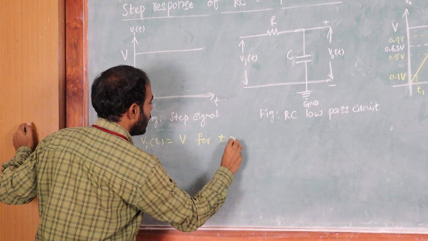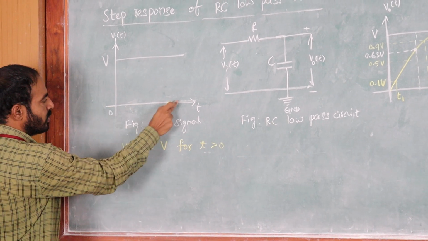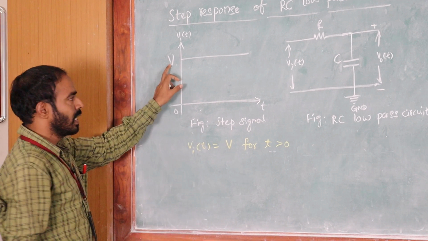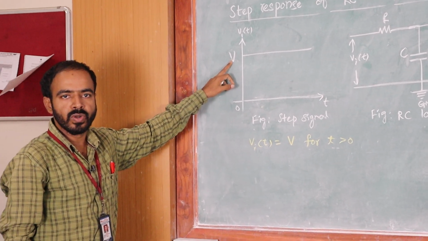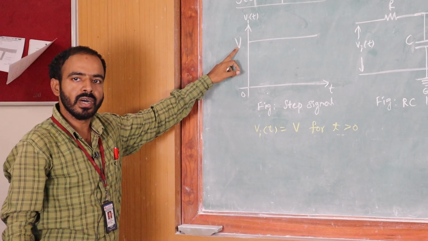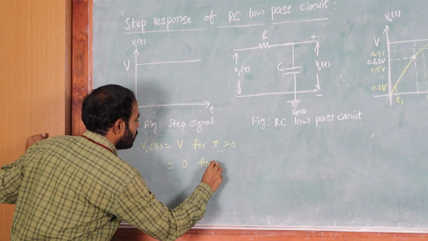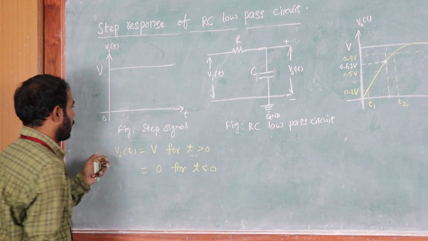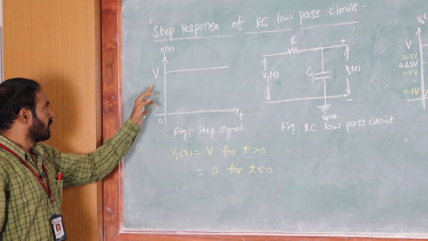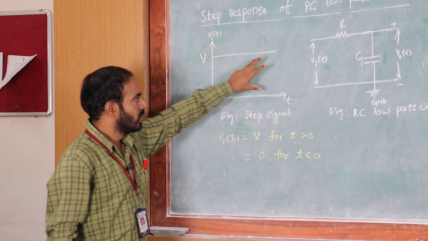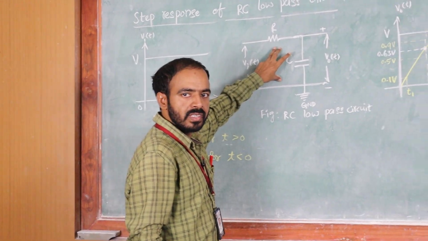for t greater than 0. For t greater than 0, the voltage of this signal is V volts. It may be any value. You can take 1 volt, 2 volt, 3 volt or 4 volts. 0 for t less than 0. For t less than 0, the magnitude of this signal is 0. We are applying this signal to this RC low pass circuit.